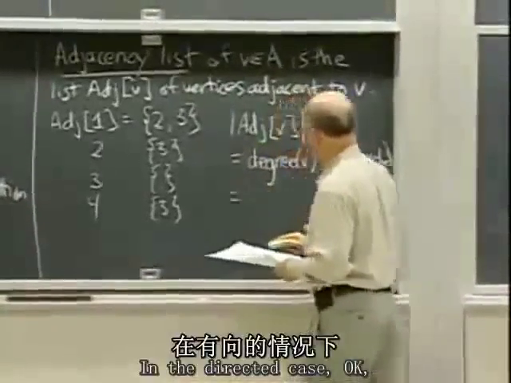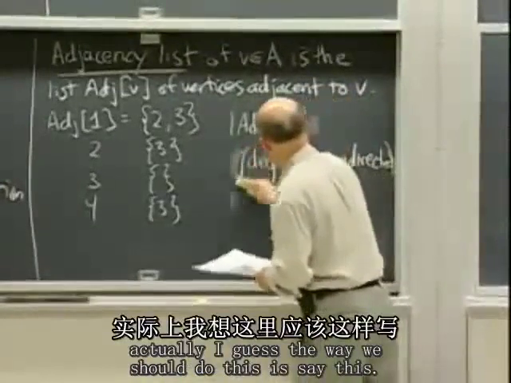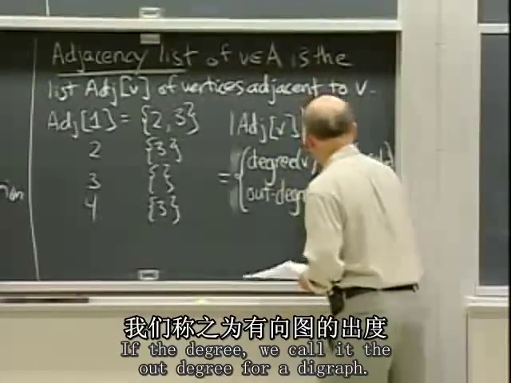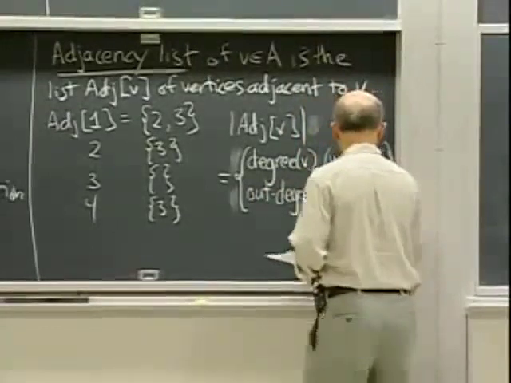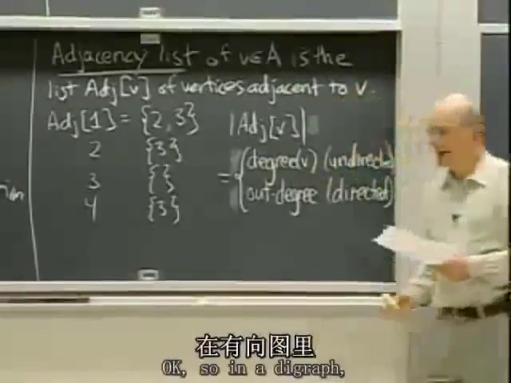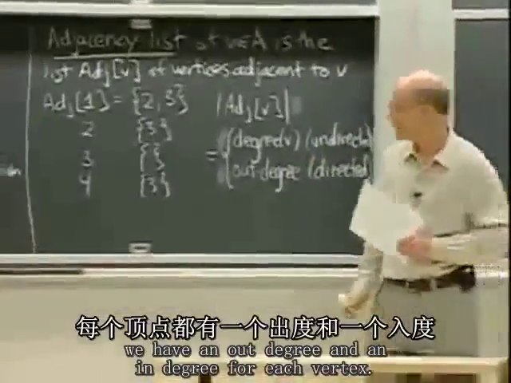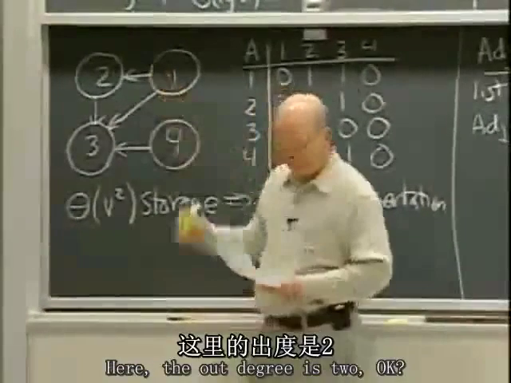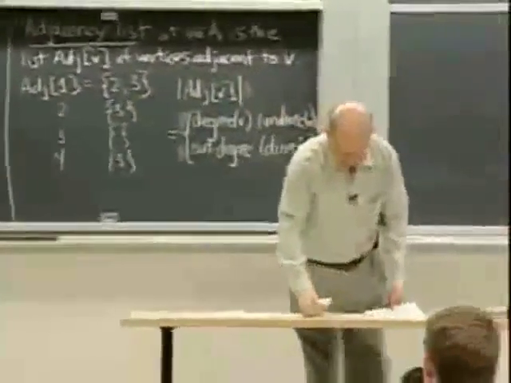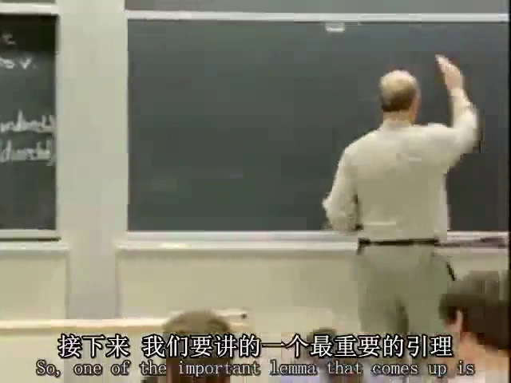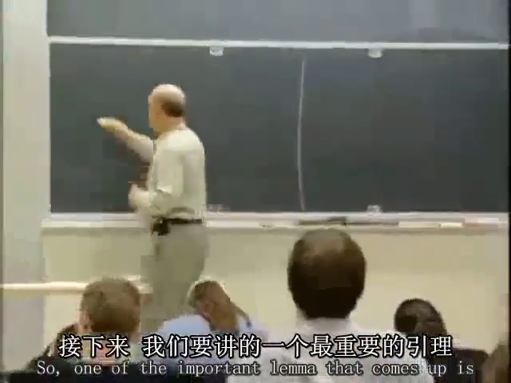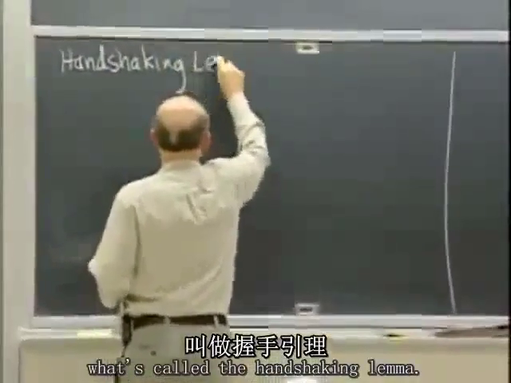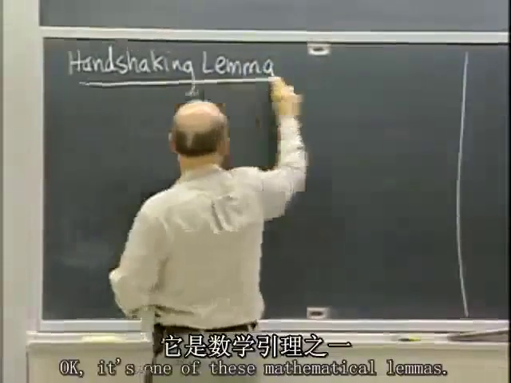In the directed case, actually, I guess the way we should do this is say this. If it's a degree, we call it the out degree for a digraph. So in a digraph, we have an out degree and an in degree for each vertex. So here the in degree is 3. Here the out degree is 2. So one of the important lemmas that comes up is what's called the handshaking lemma. It's one of these mathematical lemmas.